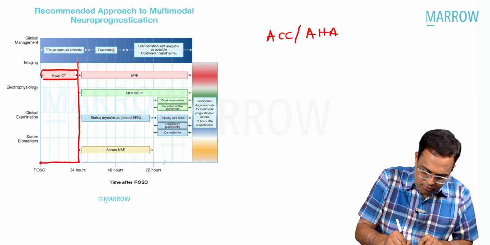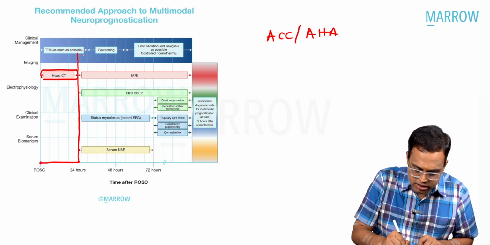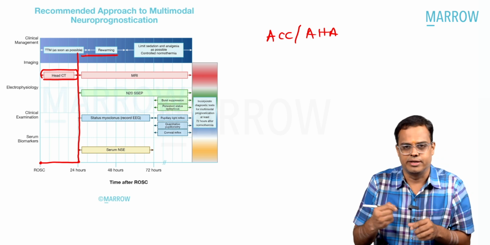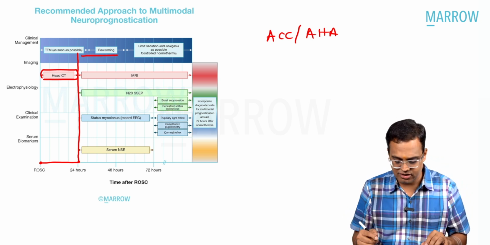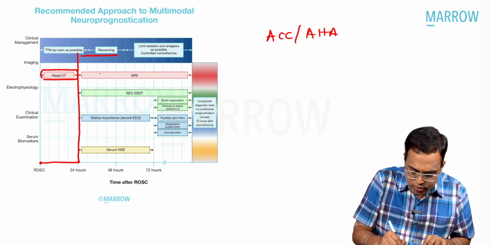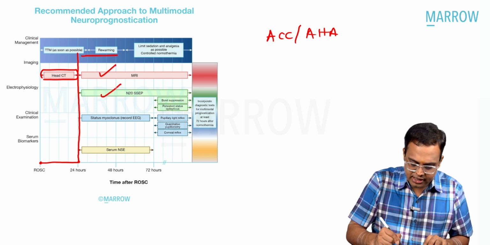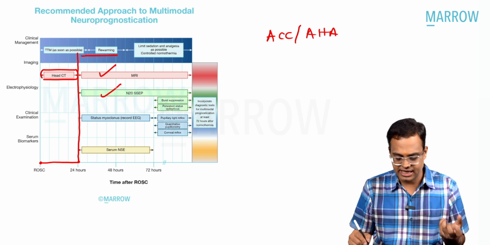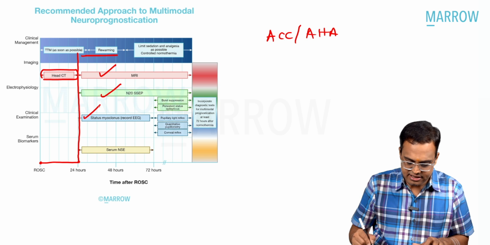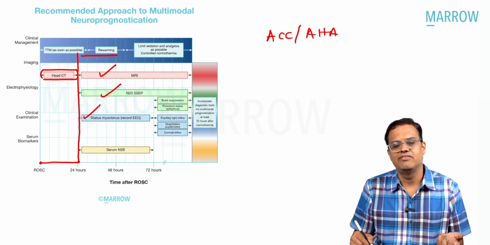After 24 hours, what are you seeing? You are slowly rewarming the patient. Slowly. You should not rewarm very quickly. And in the meanwhile, you have to get an MRI. You have to get somatosensory evoked potentials or an EEG done. Get a status record for any myoclonic activity of the brain.